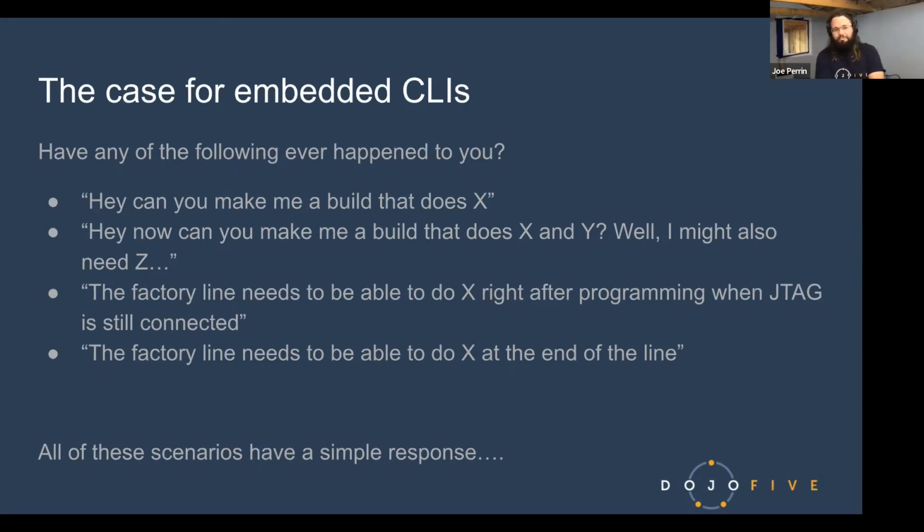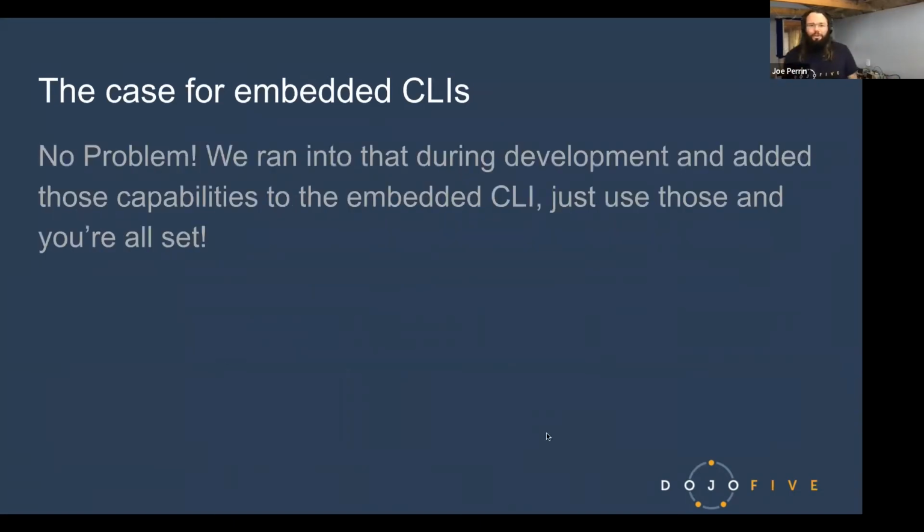So then you have to go back and change how that's implemented. And all of these could have a very simple response, though. Wrong one? No problem. We ran into these sorts of issues during development. We added those commands to the CLI. Just use those, and you're going to be all right. So no more custom one-off builds. Things that we ran into, we added to a feature set that the larger team can use.